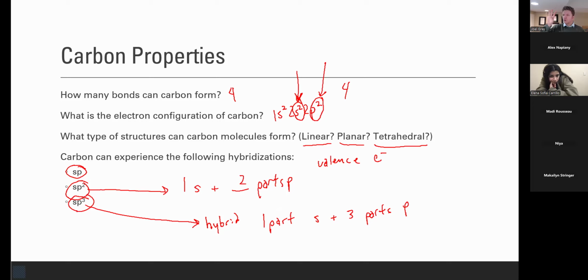Give me an emoji in the chat if you follow that. Now, there's a little bit of a trick or a game of sorts. And what I want you guys to think about is you can be asked questions like, what is this molecule's hybridization?